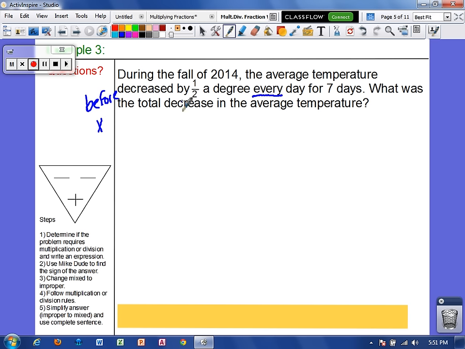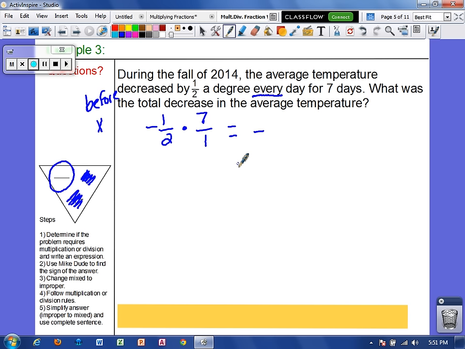So it's decreasing 1/2 degree every day for 7 days, and we want to find that total decrease. So if it's decreasing by 1/2 degree, I would represent that with a negative 1/2. And that's happening every day for 7 days. So I'm multiplying times 7, and that's a whole number, so I'm going to go ahead and put it over 1. Alright, now we need to use MikeDude to find the sign of our answer. So I have a negative times a positive. So I'm going to mark out the negative and the positive sign. We are left with a negative. So our answer must be negative.